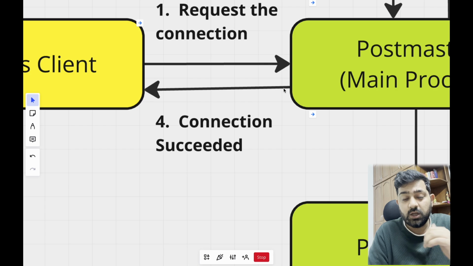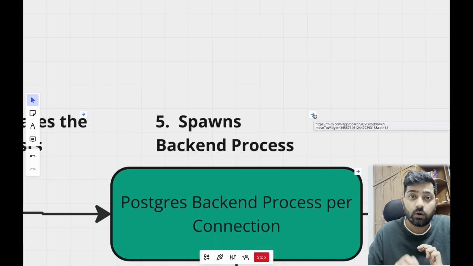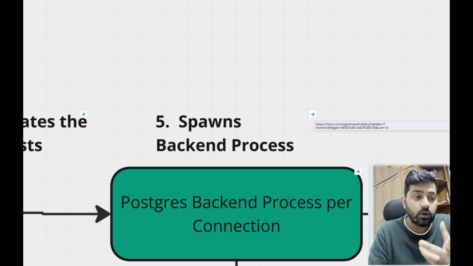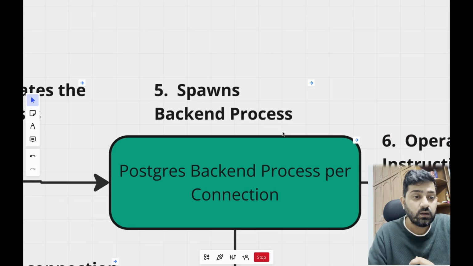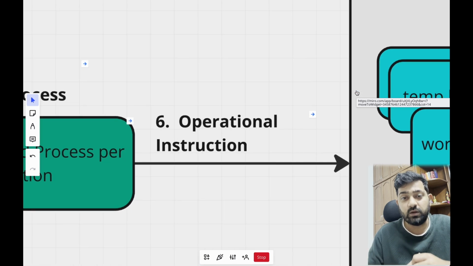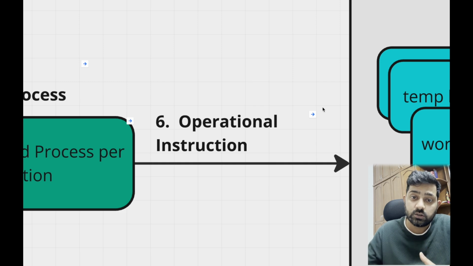Once the client has been connected, an internal backend process starts. The postmaster spawns that internal backend process for that connection, and this backend process is responsible for executing the various operations that you want to execute on the DB. It handles all the operational instructions, whether it's a select, insert, or update instruction. Whatever instruction you have passed on to the database is handled by this backend process.